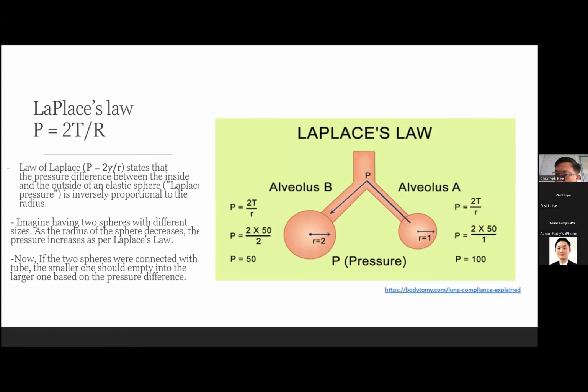The second law that I would like to introduce to you is the law of Laplace, because this is actually a very interesting law that tells us how our alveoli work. Law of Laplace, difference between these two, inversely proportional to the radius.